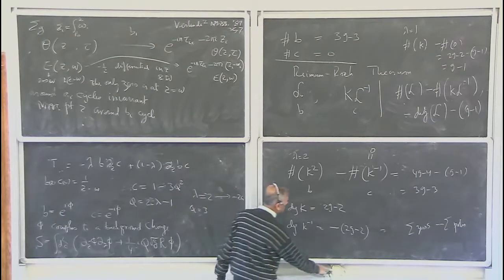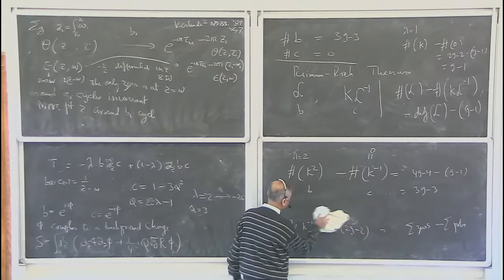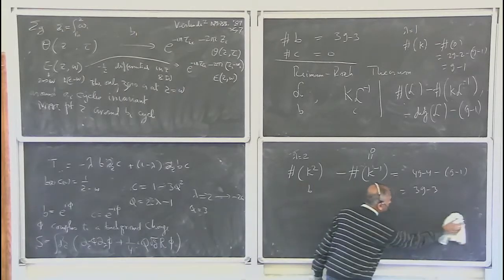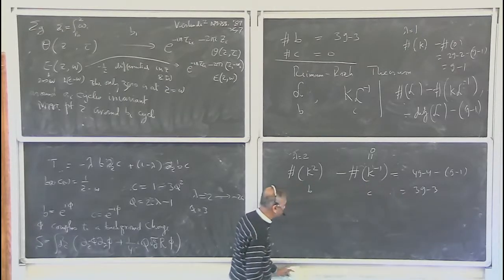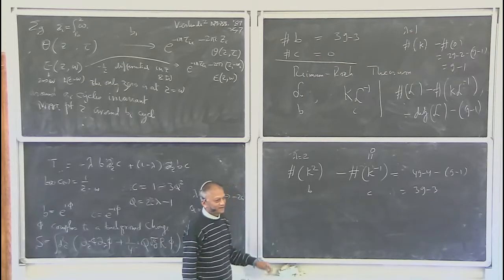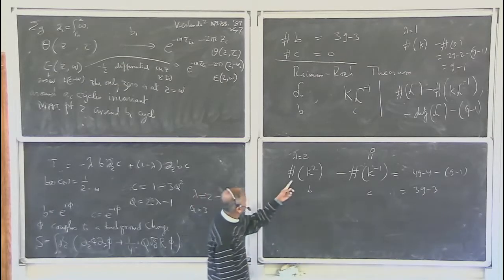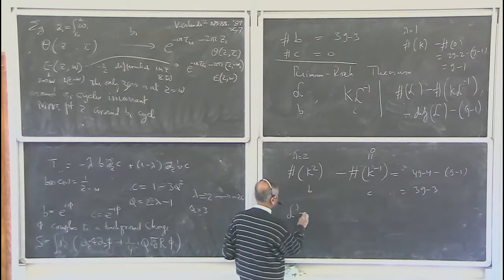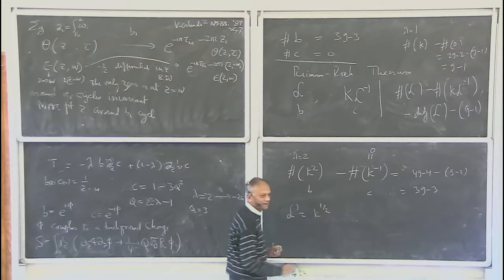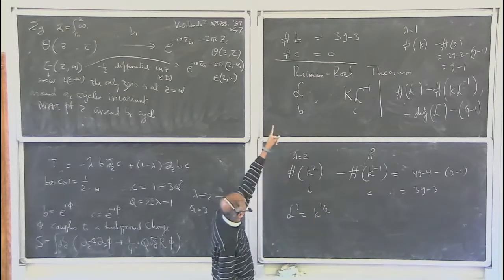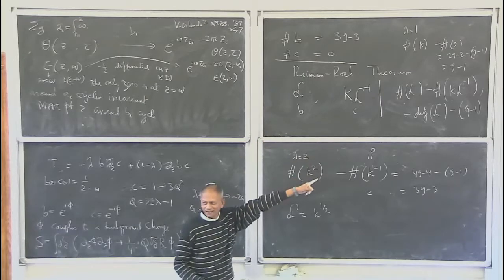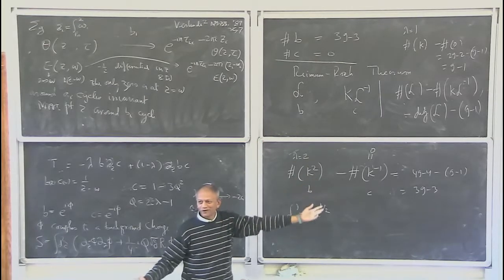Let's say, what about other situations? By the way, this gives you no information for half differential. Because you see, if L is k to the half, then the left-hand side is 0, and the right-hand side is also 0. So no information.